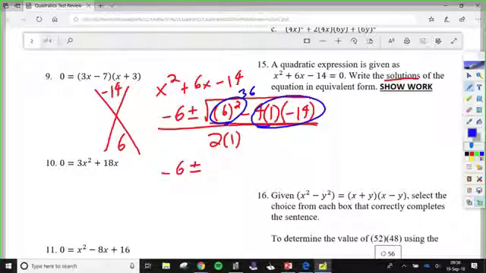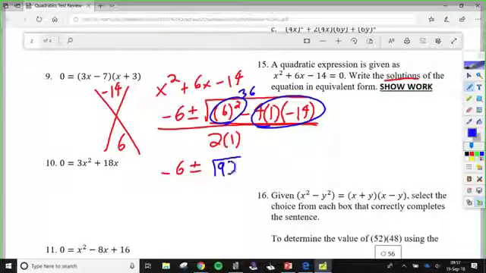This part will be, I believe, 64. Maybe. What is 4 times 14? It's 56. Fair enough. So that leaves you with the square root of 92 then.